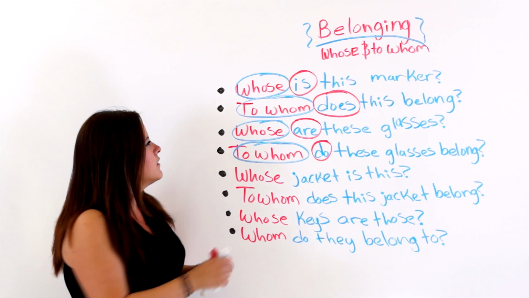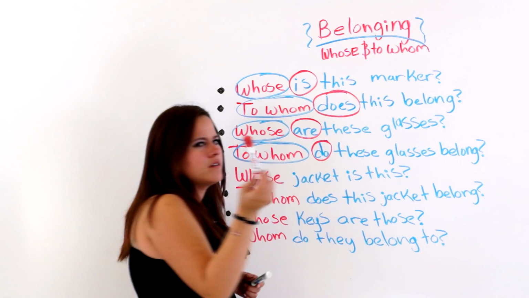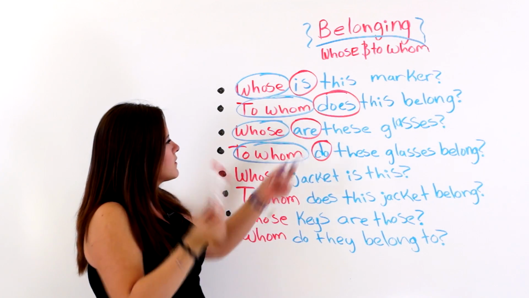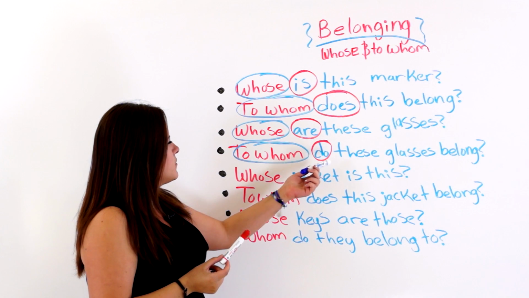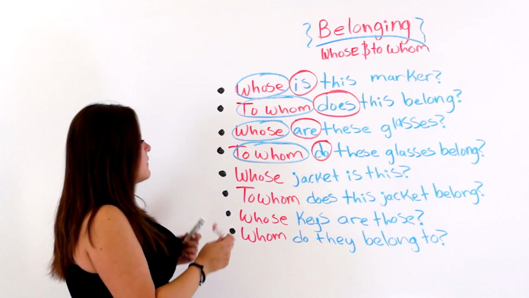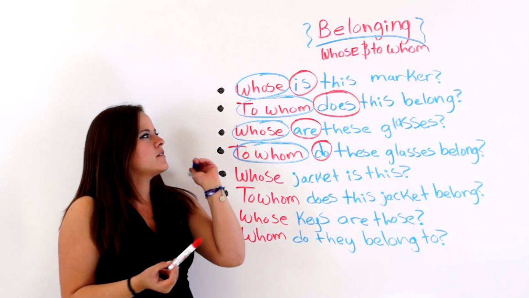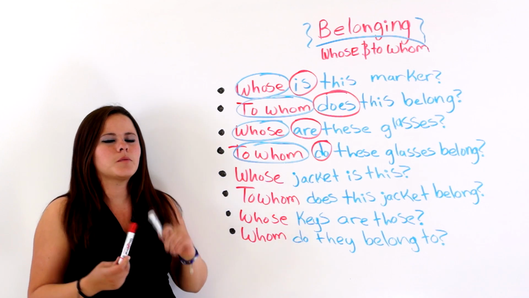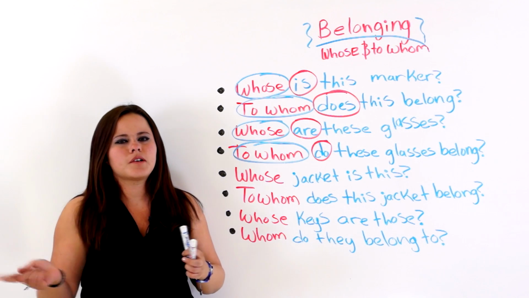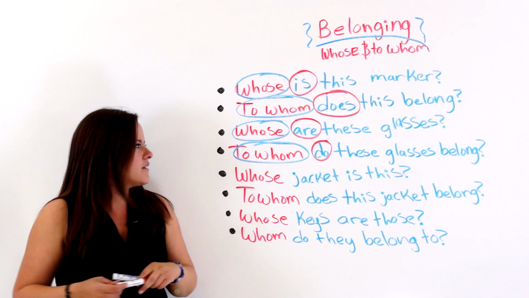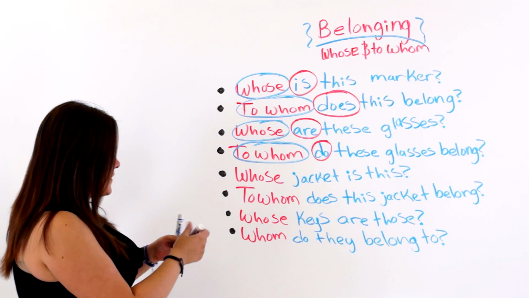And right here, to whom does this belong? I'm talking about one thing, that's why we were using does. But to whom do these glasses belong? We have to use do, right? To whom does this board belong? If there were many, to whom do these boards belong? Okay? Great. Next.